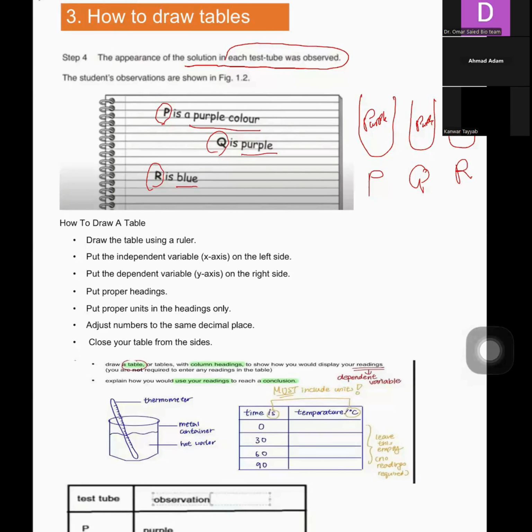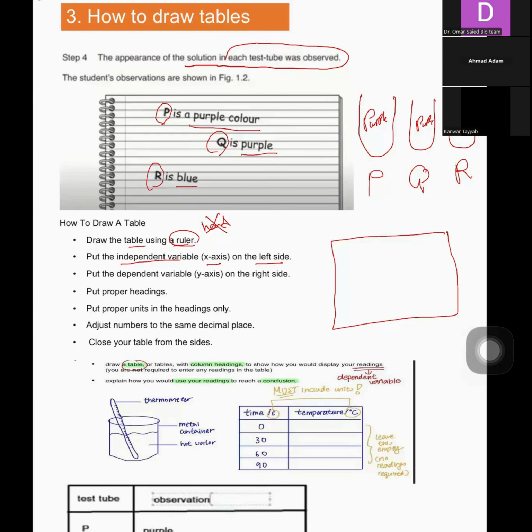Whenever you go for these questions for drawing a table, you have to know these points. Number one, you draw the table using a ruler. You don't use your hand. Number two, you put the independent variable on the x-axis, which is on the left side of the table. And you write a table.